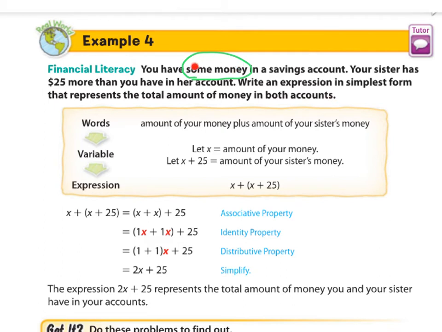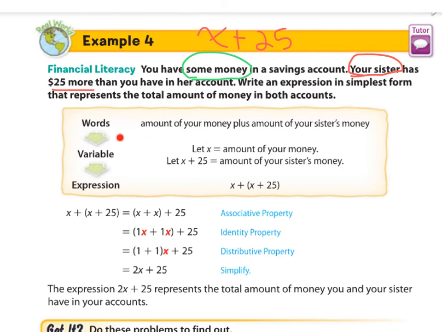Okay, so some money, x, or m for money. It doesn't matter what variable we use, but we can have x plus 25, and that's what your sister has, because it says that your sister has 25 more. That's the amount of your sister. And what do you have? You can have an amount, a different variable, minus 25.